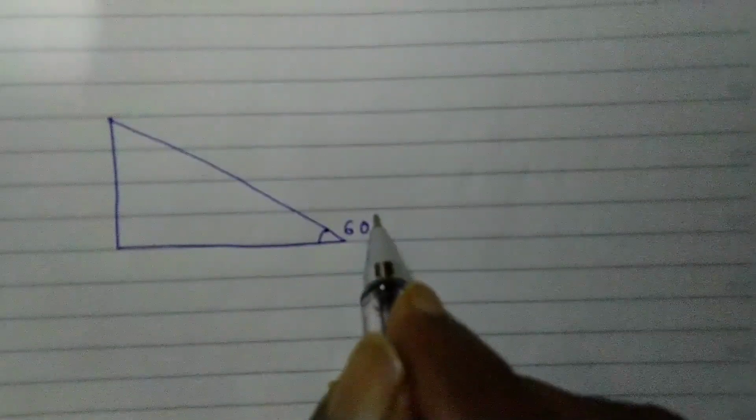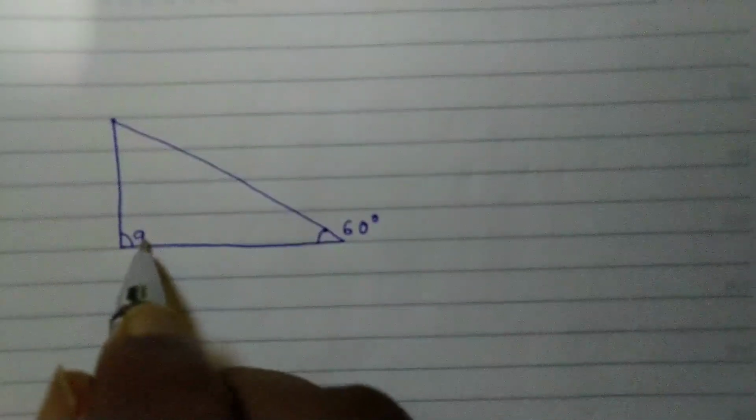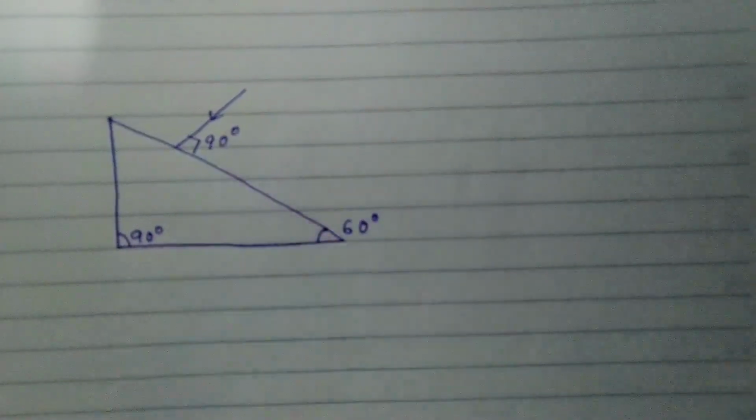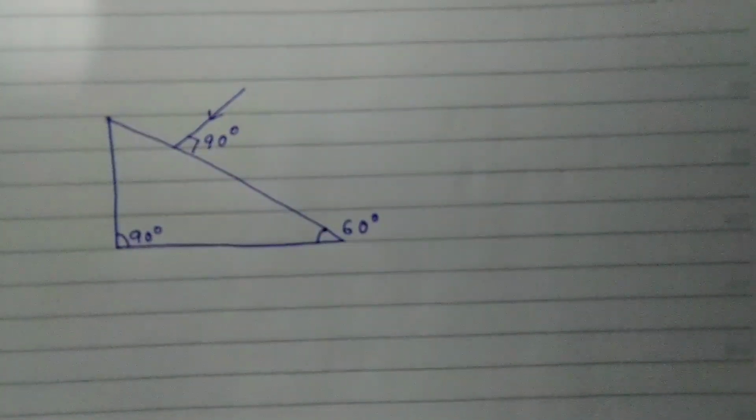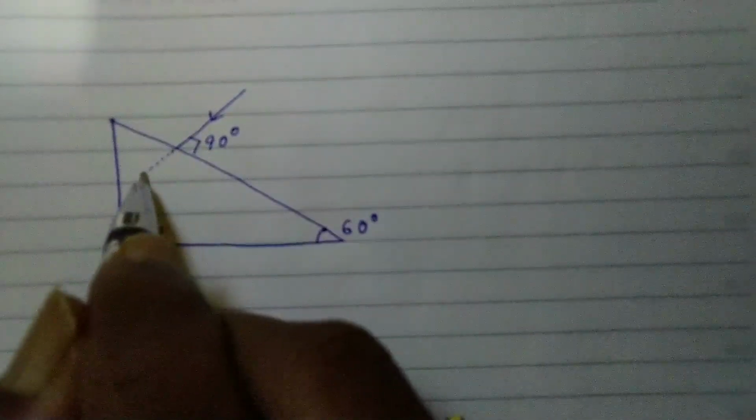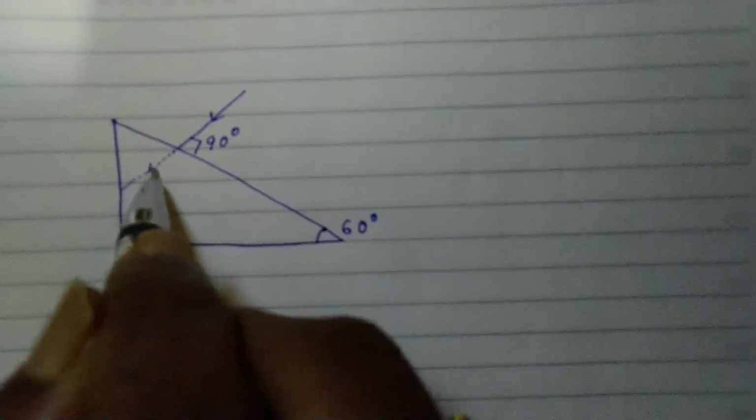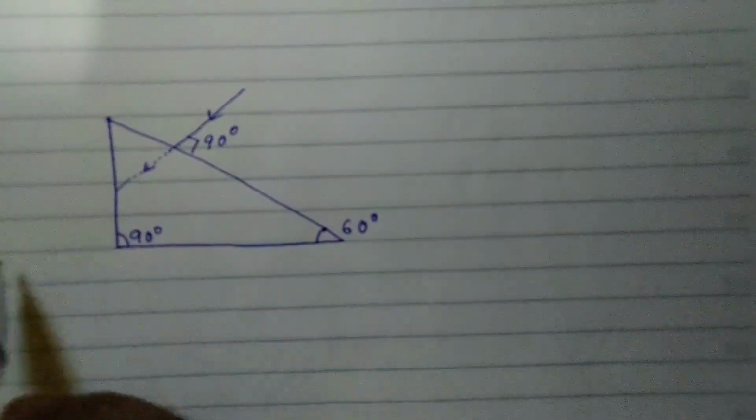Here is a right angle prism. This angle is given as 60 degree and this angle is 90 degree. Now a normal incident ray is given like this. This angle is equal to 90 degree, and as we all know, due to normal incidence light would not get deviated when refracting from one medium to another medium. So there will be no deviation and the light comes to the second surface.